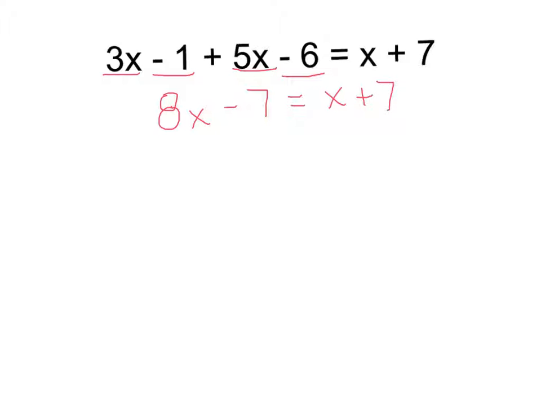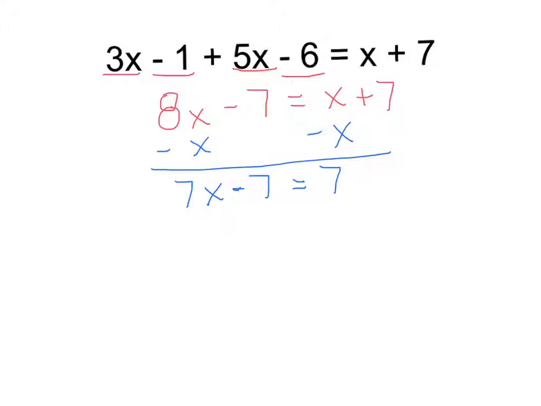Now at this particular point, I have x's on both sides, and I want to get the x on the same side. So what I'm going to do is subtract x from both sides. When I subtract x from both sides and then simplify, I am going to be left with 7x subtract 7 on the left-hand side, and I'm just going to be left with 7 on the right-hand side.